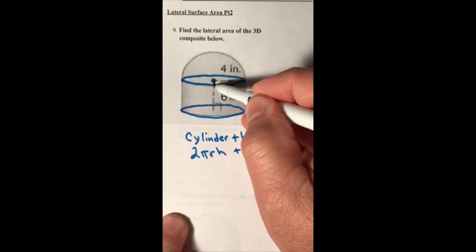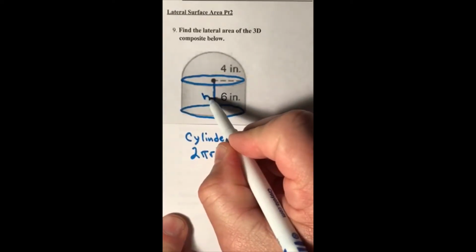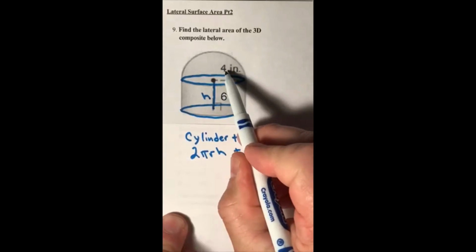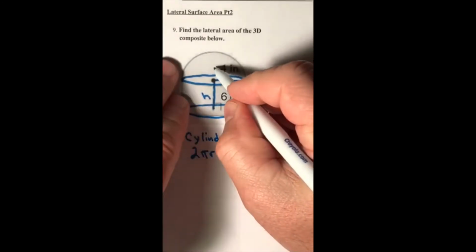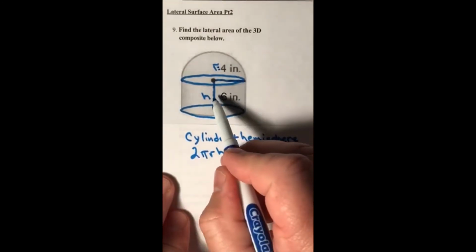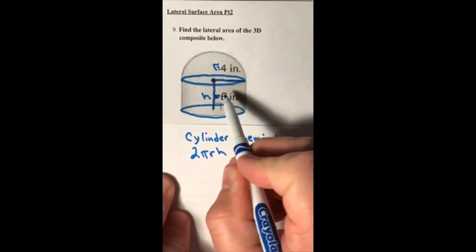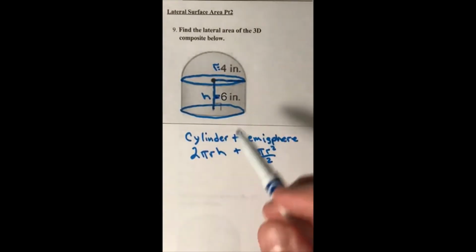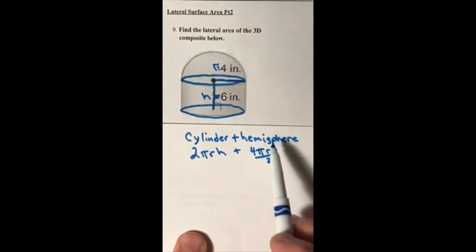Close to this piece here, that's going to be the height. Okay, so this is your h. And this number here, 4, is close to the radius part. Okay, so this is your R. The R is 4, and the height of the cylinder is 6. Notice that the R is in both. We'll use the same number for both.